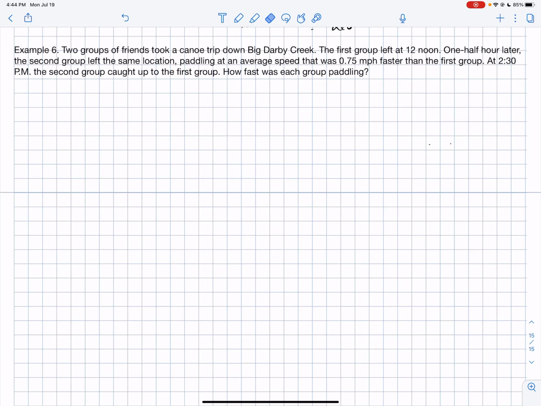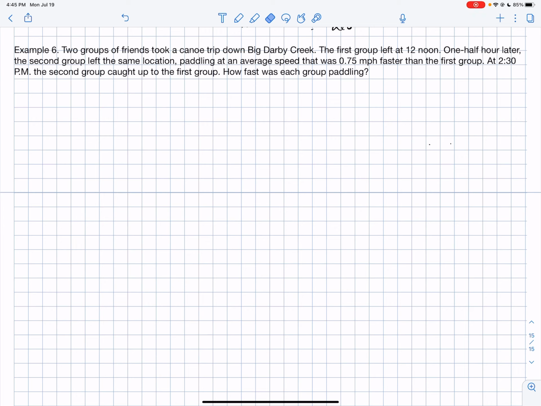Example number 6. Two groups of friends took a canyon trip down Big Debris Creek. The first group left at 12 noon. 1/2 hour later, the second group left the same location, paddling at an average speed that was 0.75 miles per hour faster than the first group. At 2:30 p.m., the second group caught up with the first group. How fast was each group paddling?